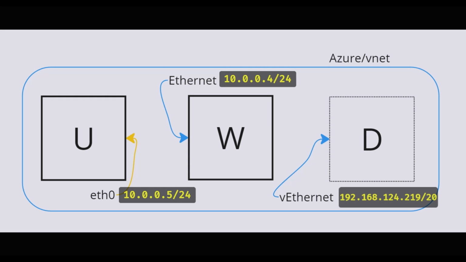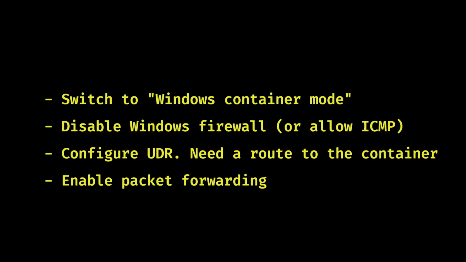Here's a simple picture. A Windows container is running on a Windows server. Linux is only there to send pings. Both of these computers are in the same VNet. These are the steps I took to make this video. If you are testing in your local environment, you don't need a UDR, user-defined route.